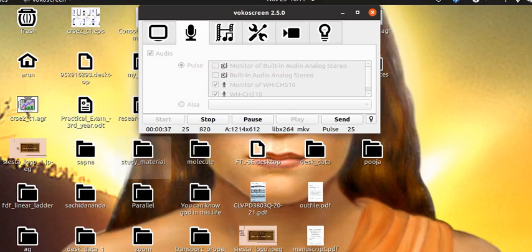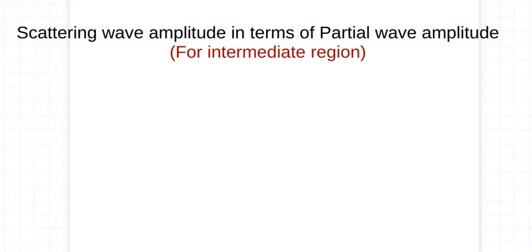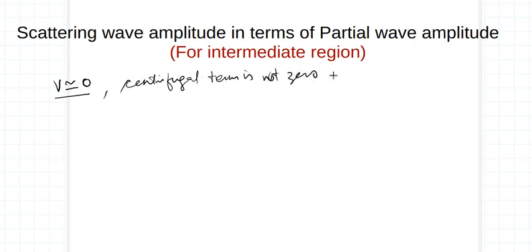And what will happen in the intermediate region? In the intermediate region, the potential will be almost zero. Potential is almost zero, but the centrifugal term is not zero. That is, L is non-zero. This is the second region.